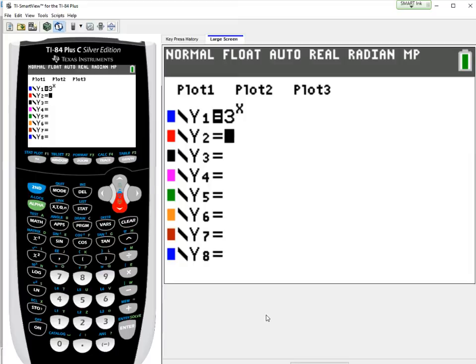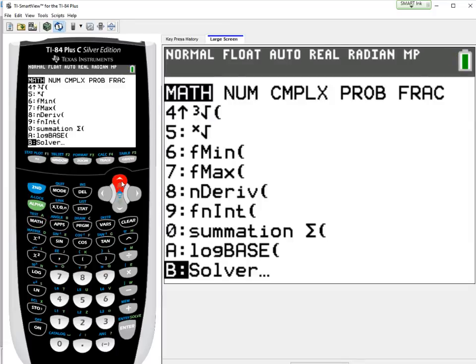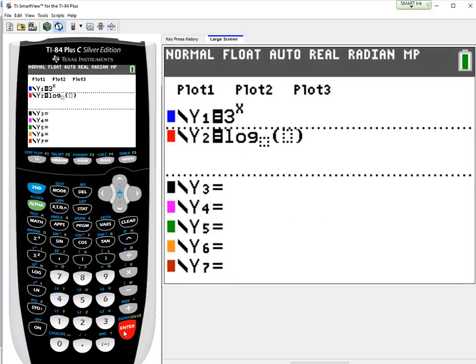I want you to go to math, and I believe it's in here. If I push up, log base. Do you see it? So I'm going to go log base. That'll give me a little box in here, and then I can put my 3 in there, and then I can put my x up front.